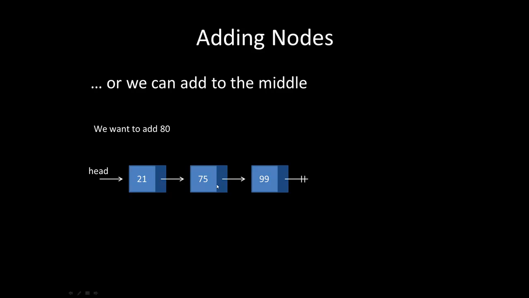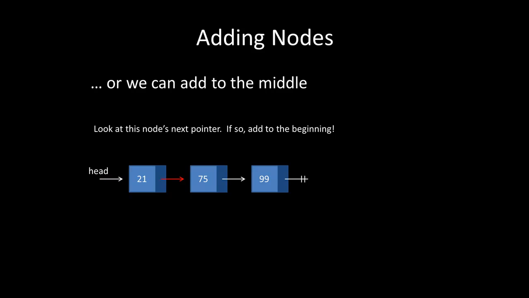However, we don't have direct access to this pointer, so we're going to have to start with the head pointer. Because the head pointer isn't null right now, I can compare the 21 that it's pointing to with the value 80. Now if the value that I was adding was less than 21, I would simply add that value to the beginning of the list. However, 80 isn't less than 21, so I want to look at the next pointer.